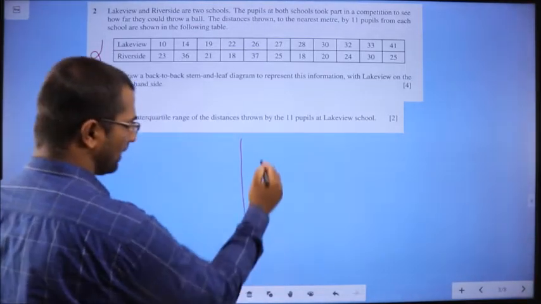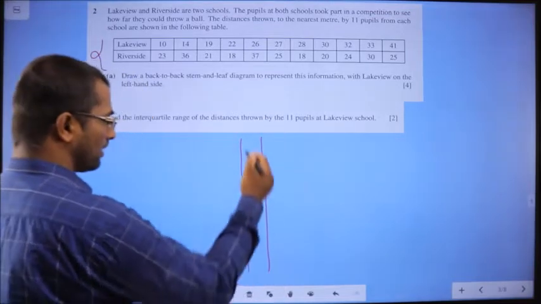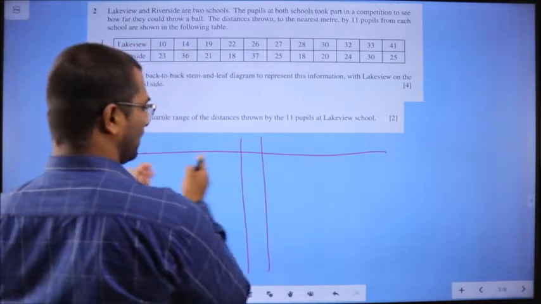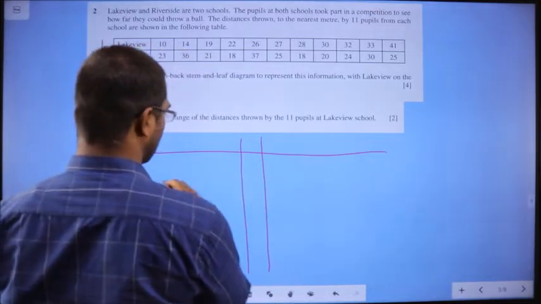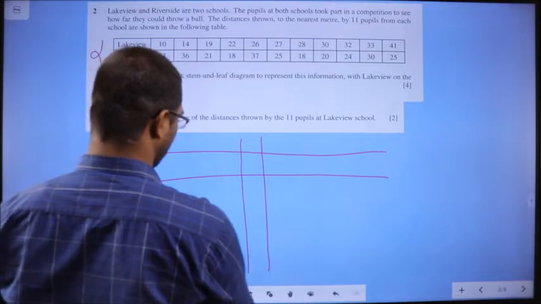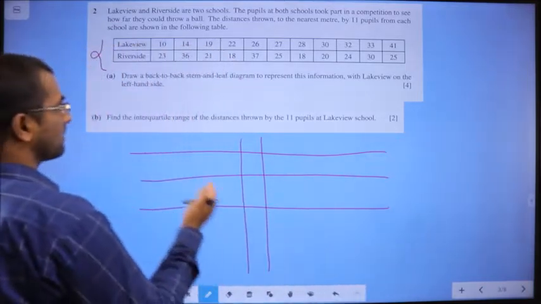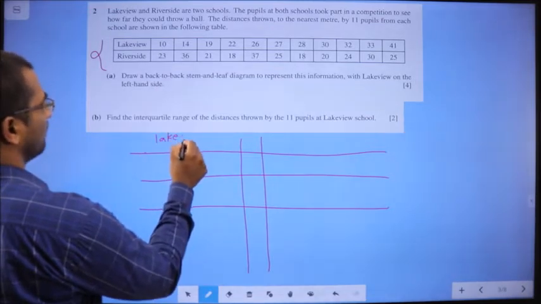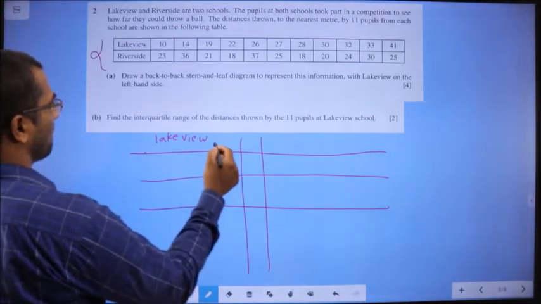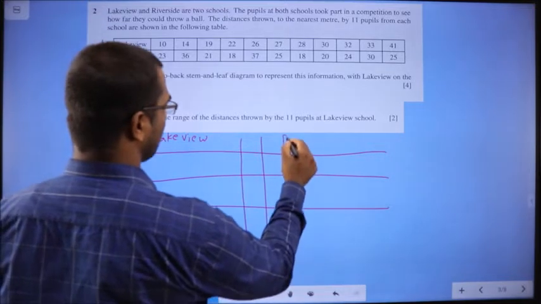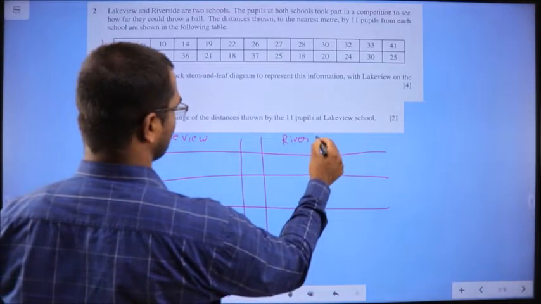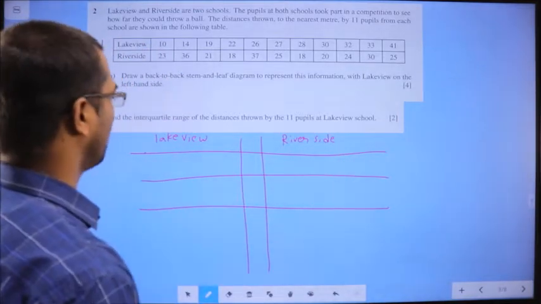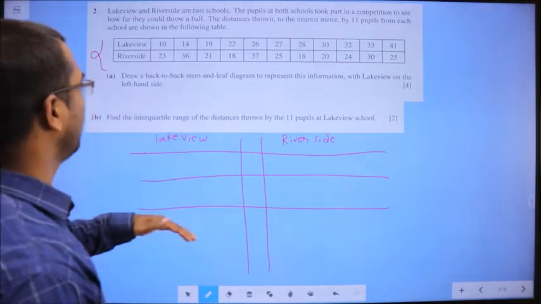Back-to-back stem and leaf means this is the stem, with leaves on either side, on the left side and also on the right side. Clear? Now the condition is that on the left side it has to be Lakeview, and automatically on the right side it will be Riverside. Now let us complete it for Lakeview.